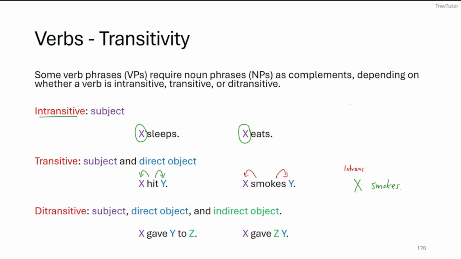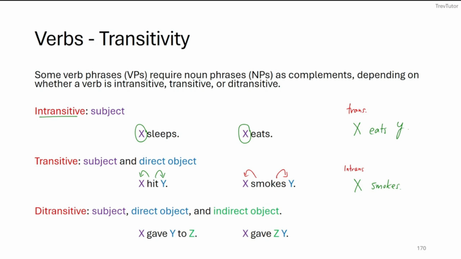So same with eats, we can have the transitive version of that too, where it could be like she eats hamburgers. So you could say X eats Y, where there's an eater and the thing being eaten. So we shouldn't think of verbs as being specifically intransitive or transitive all the time. We should always consider the context.